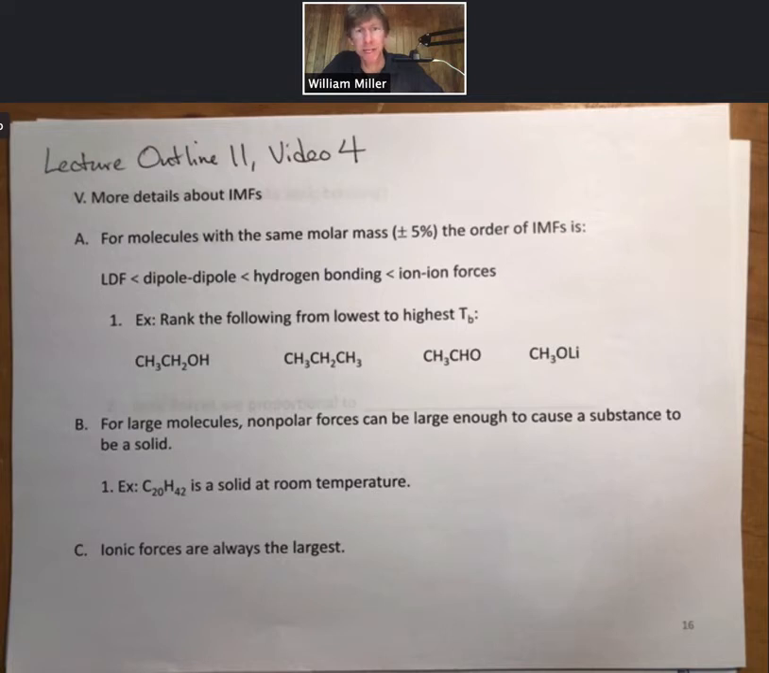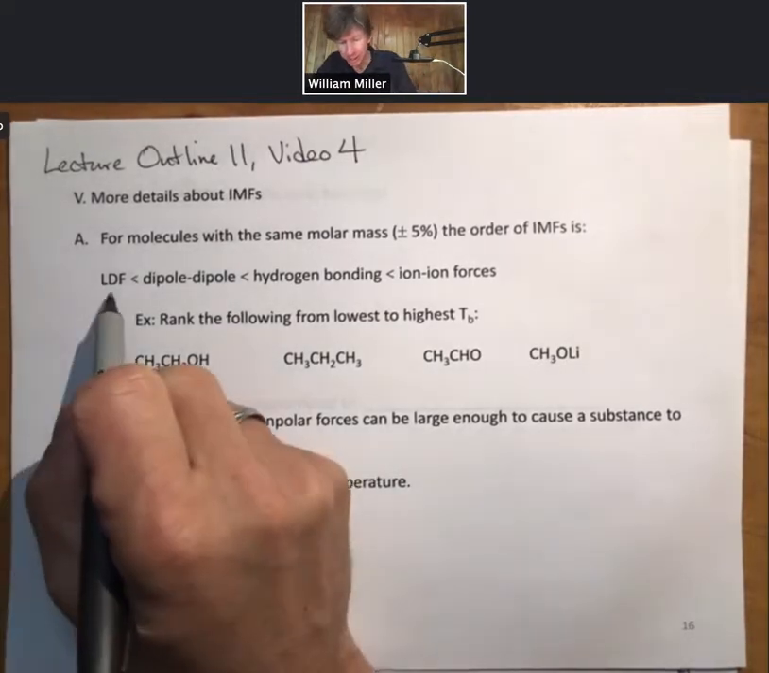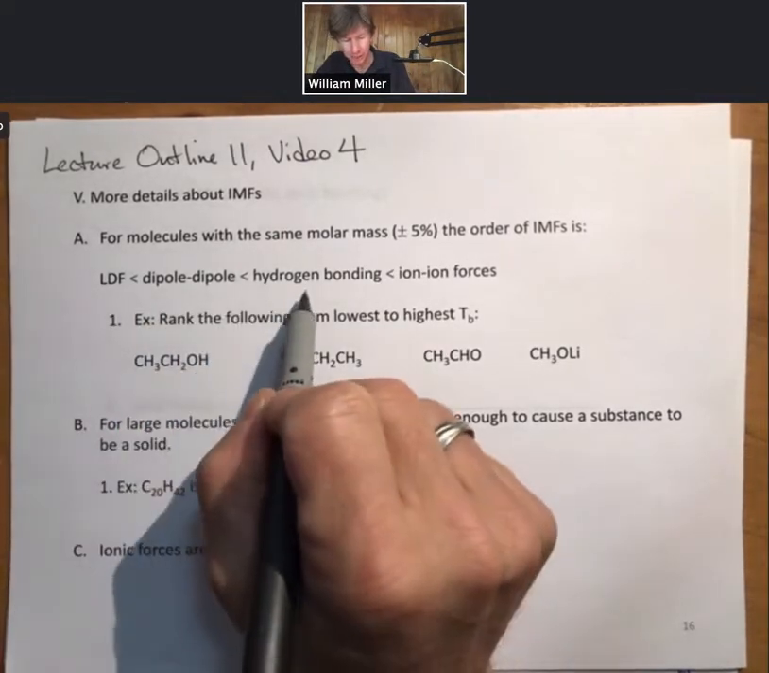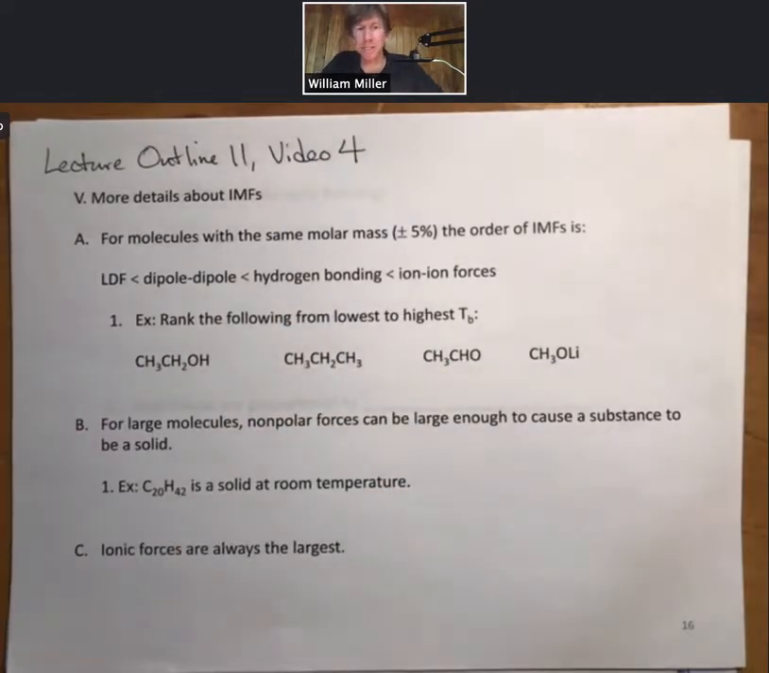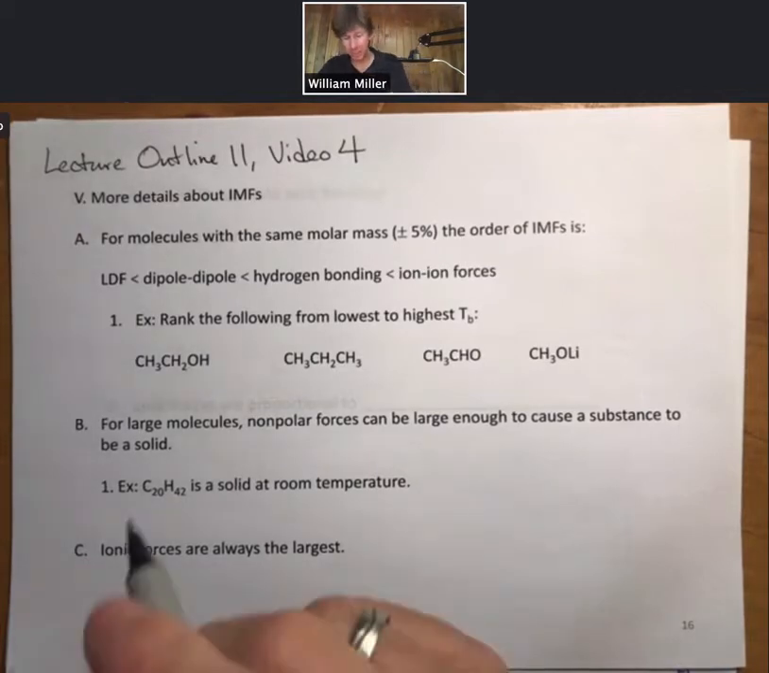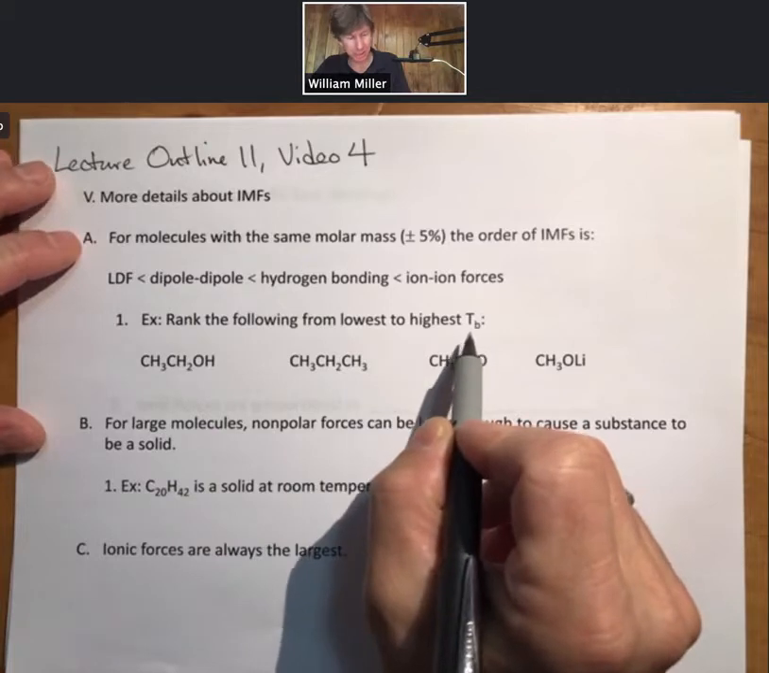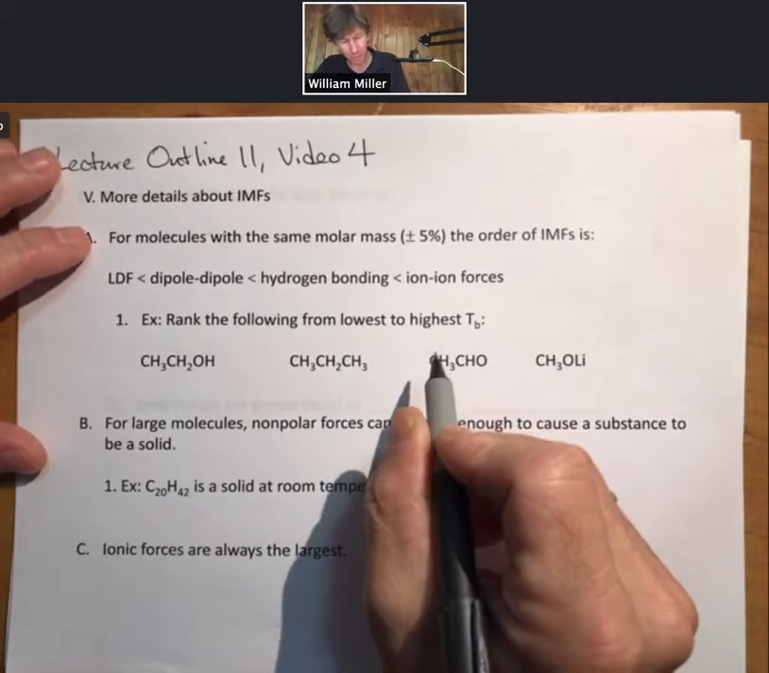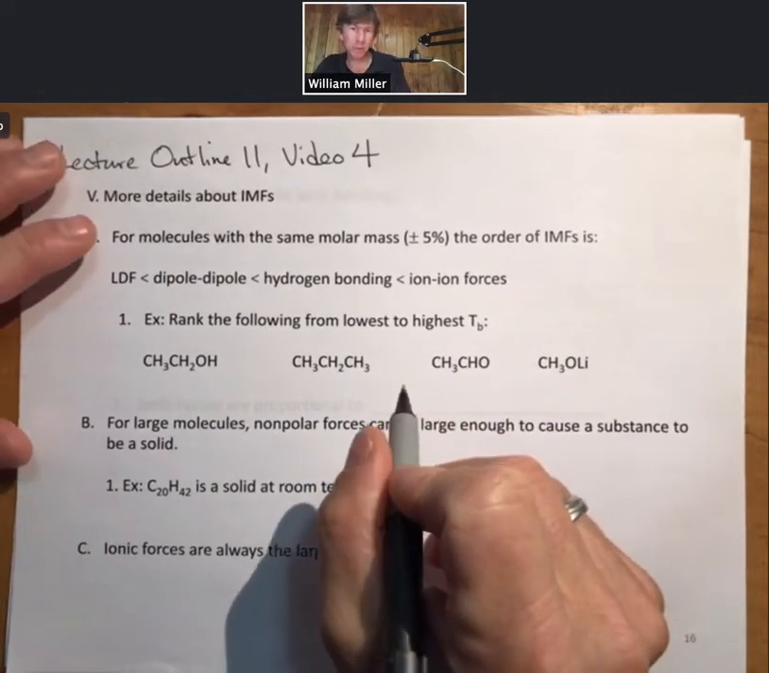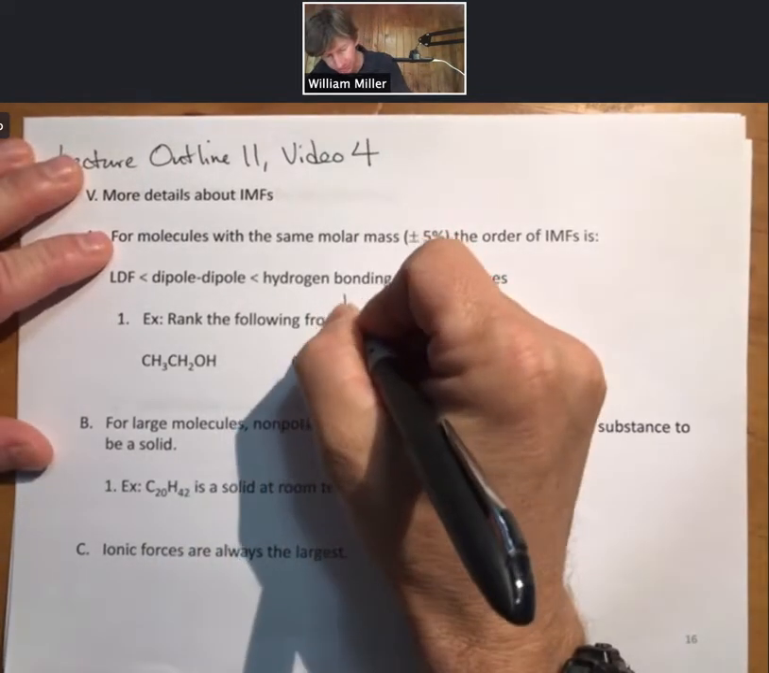Intermolecular forces, IMFs. For molecules with the same molar mass, and I would say plus or minus 5%, so similar, if not the same, the order of IMFs is LDF, dipole-dipole, hydrogen bonding, and then ion-ion forces. And so a typical question you might get on the homework or on an exam is to rank the following from lowest to highest boiling point, TB. Lowest to highest boiling point is lowest to highest total intermolecular forces.